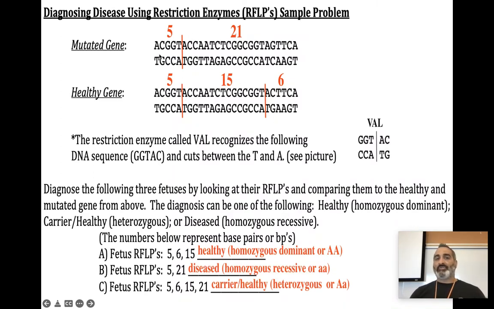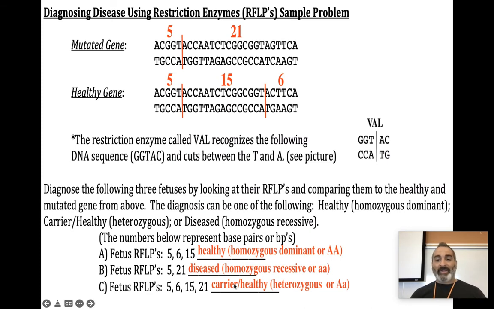This creates two fragments, two RFLPs, in our mutated gene, and three RFLPs for our healthy gene. When you do that, first you cut the DNA and label the cuts, then you count the number of base pairs, which are counted for you here, and then you compare them to the numbers down here. Someone with 5, 6, and 15 would be a healthy person, homozygous dominant, all healthy DNA. Someone with 5 and 21 would have only bad DNA. They'd be unhealthy and have a lowercase a for the recessive disease. And this disease is recessive, in case you don't remember. Finally, somebody who has all the fragments is somebody that has a healthy and an unhealthy gene, and they would be heterozygous and also a carrier.